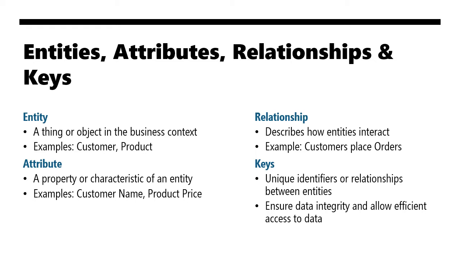Then we have relationships, which describe how entities interact with each other. For instance, customers place orders or products are supplied by vendors. Understanding these relationships helps us map out how different parts of the business connect.